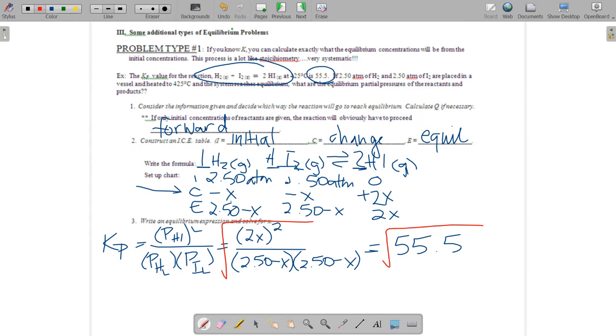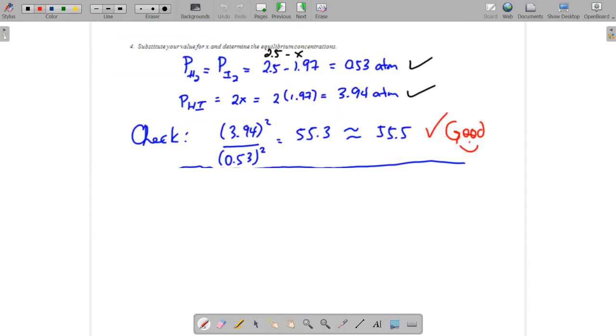To solve the problem, you calculate the square root of 55.5. You then can rewrite the equation: 2X over 2.50 minus X equals the square root of 55.5. Now you solve, so you multiply 2.50 minus X times the square root of 55.5, and then combine like terms, and you should get your final answer.